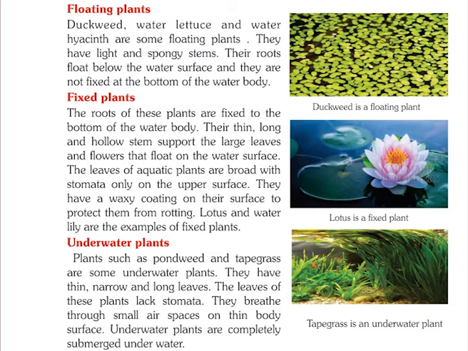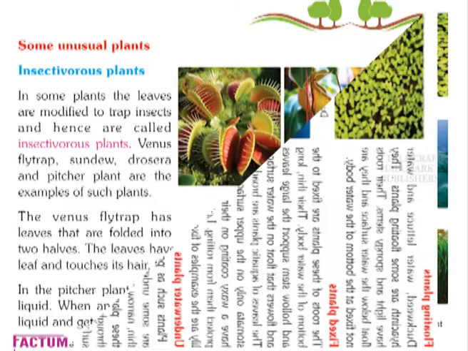Underwater plants. Plants such as pondweed and tape grass are some underwater plants. They have thin, narrow, and long leaves. The leaves of these plants lack stomata. They breathe through small air spaces on the thin body surface. Underwater plants are completely submerged underwater.